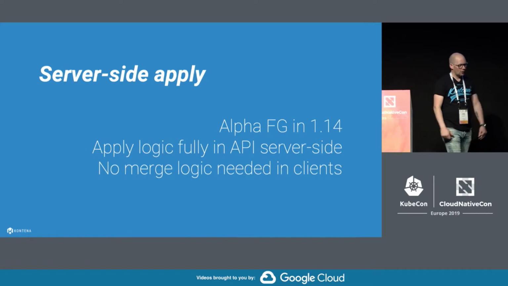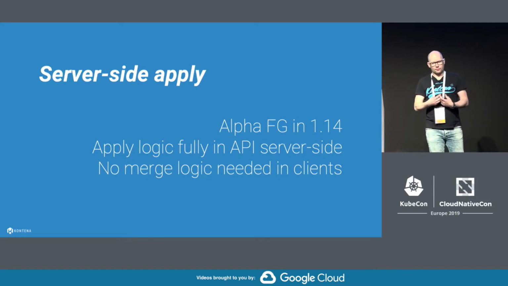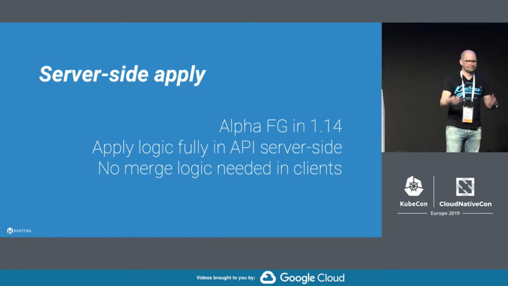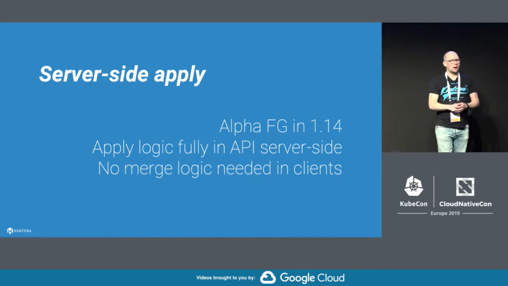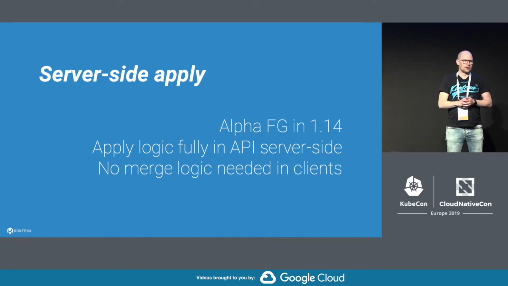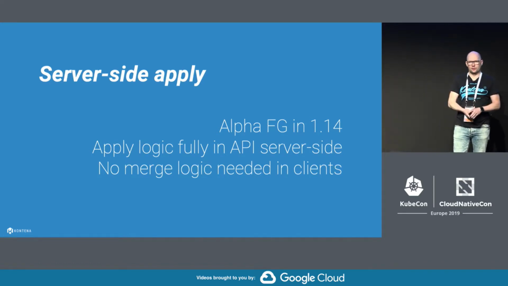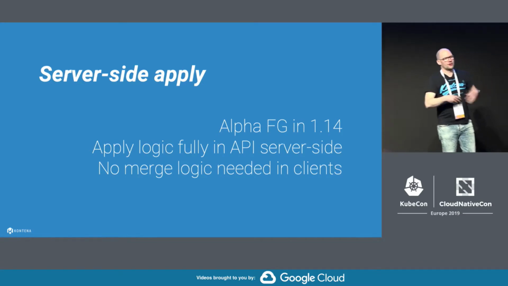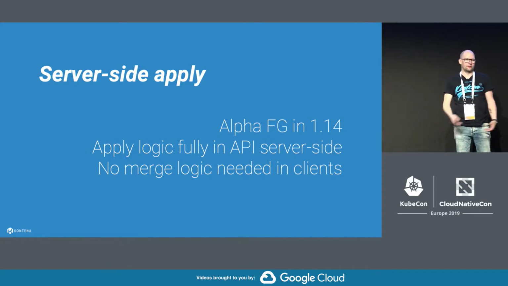Just to note that all this complexity on the client side is probably going to go away in some time frame. So now in 1.14, the server-side apply is on alpha stage. So it's under a feature gate that you have to specifically go and enable on your API server. So it basically means that all this merging logic and all this pain is actually handled on the API server side, which is super cool and nice for the client libraries.